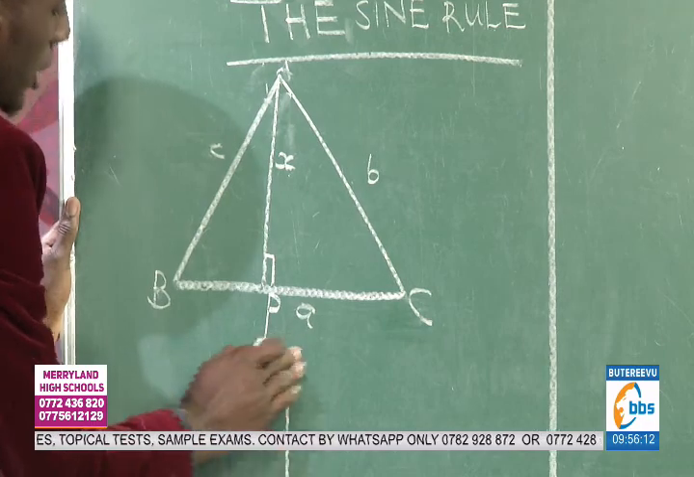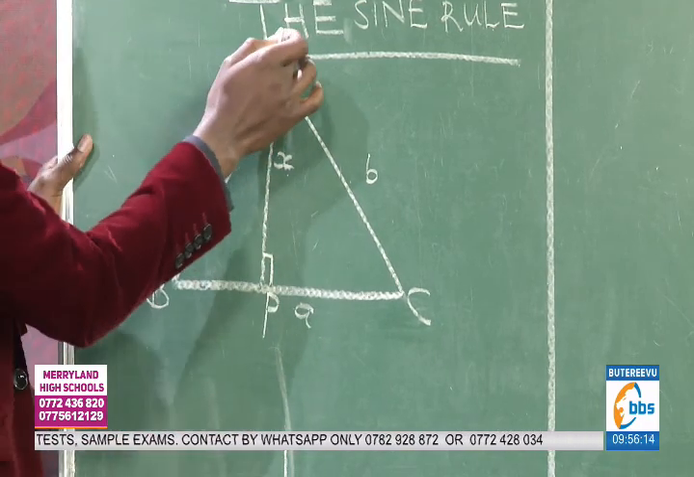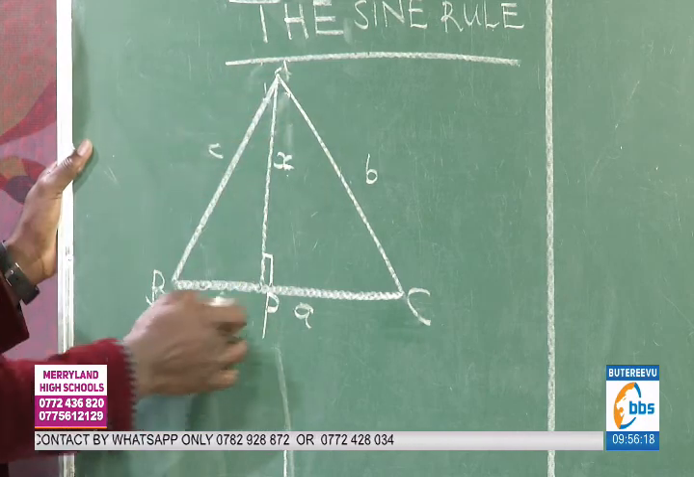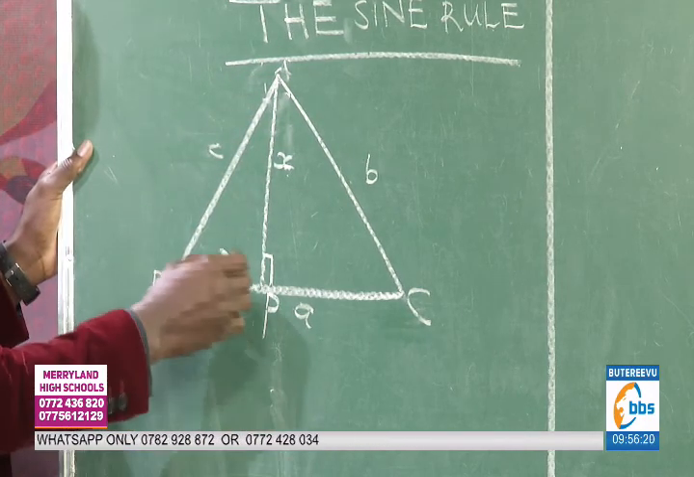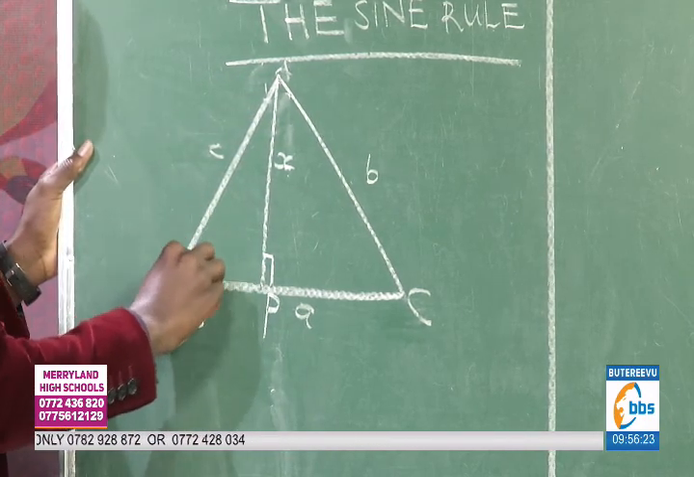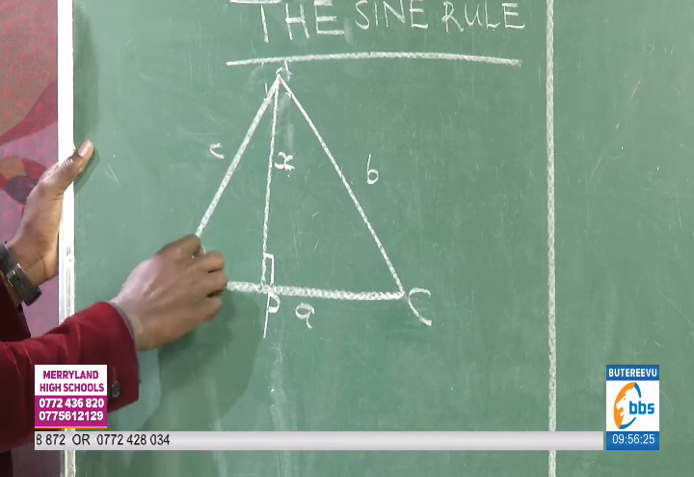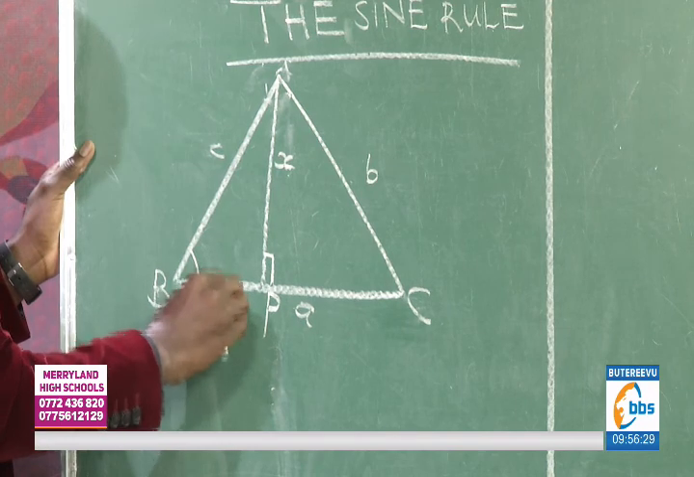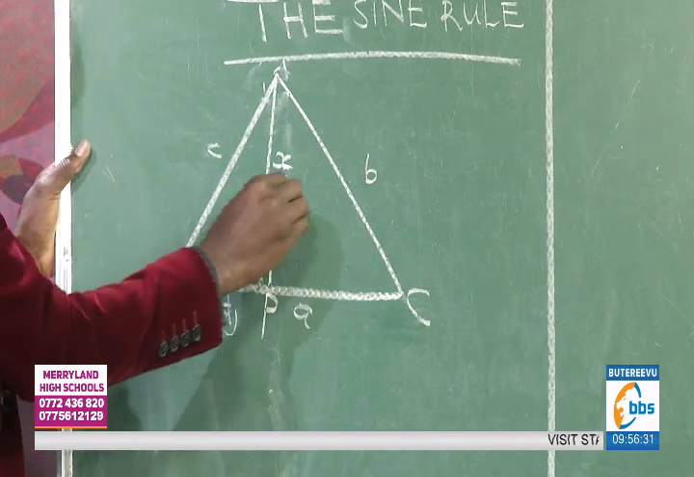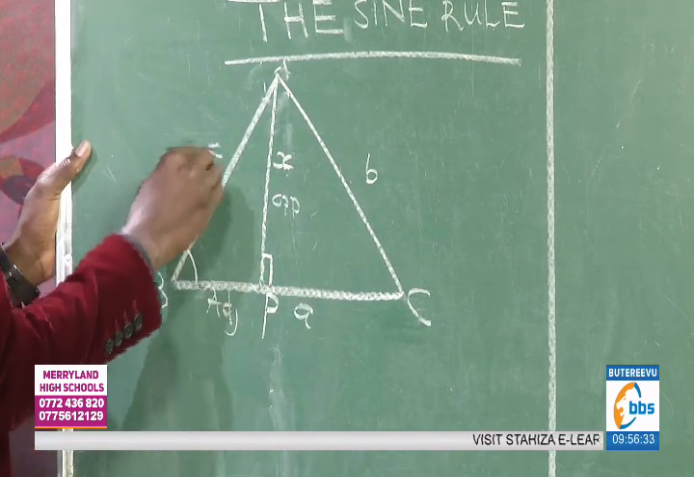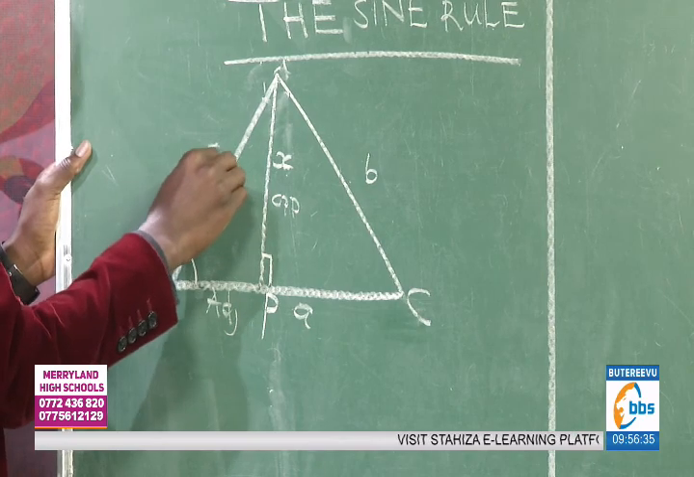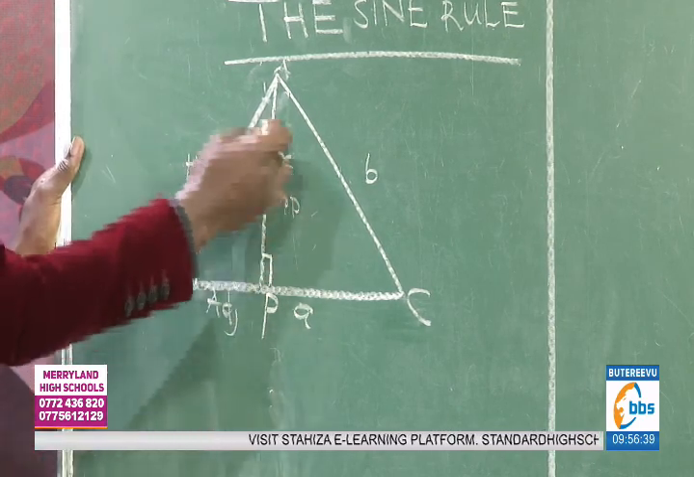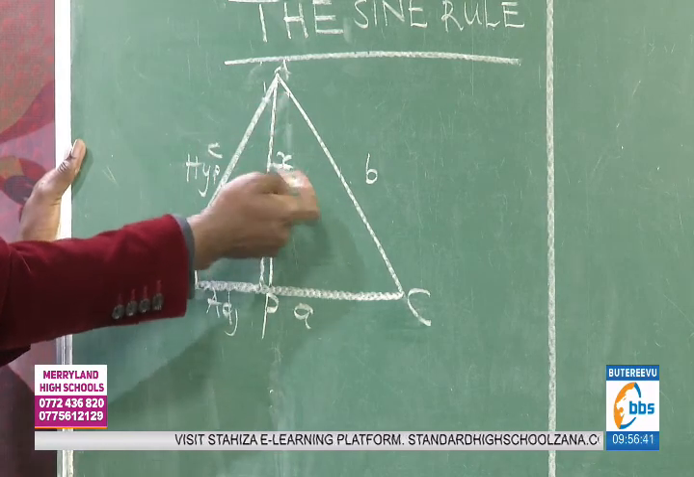So if I consider this triangle the way it is, I'm now considering triangle ABP. If I use triangle ABP, it means that this one here will be my angle B. And again, this will be my adjacent, as you have been seeing before. This is my opposite, and this will be my hypotenuse. Now what I want to get is the opposite, which I'm calling x here.